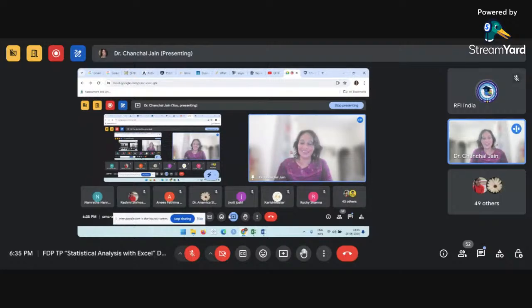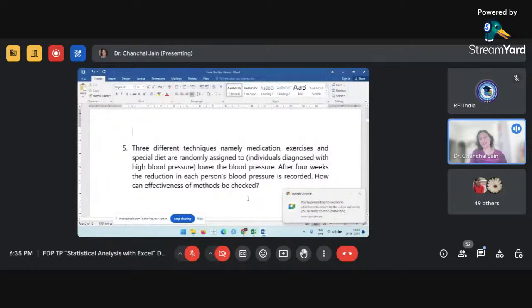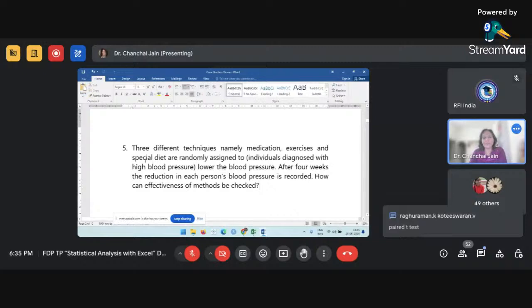So I think Rashmi ma'am and Anamika ma'am said it is a one-way ANOVA case, and according to me also this will be a case of one-way ANOVA, right? Why so? According to my opinion, please read it. Three different techniques, namely medication, exercises, and the special diet, are randomly assigned to the individuals diagnosed with high blood pressure. That means suppose certain people are available and they are diagnosed as having a high blood sugar level, or high blood pressure level, right?